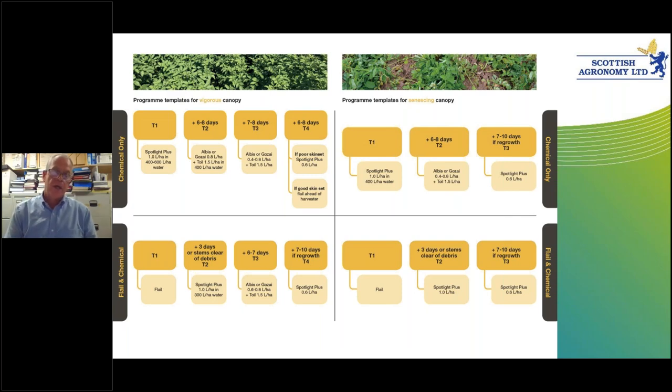So this is my way of summarizing a decision guide for desiccation dependent on whether we're using chemical only, flail only, or chemical and flail, and whether you've got a vigorous crop or a senescing crop. In this chart, the Toil rate is at 0.5% by water volume. So if you are applying 400 liters of water, the Toil with the goose eye should be increased up to 2 liters per hectare. Next slide.